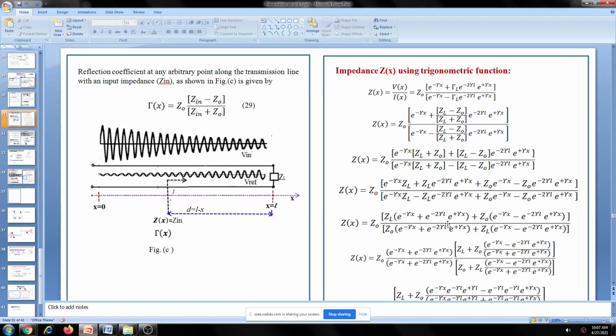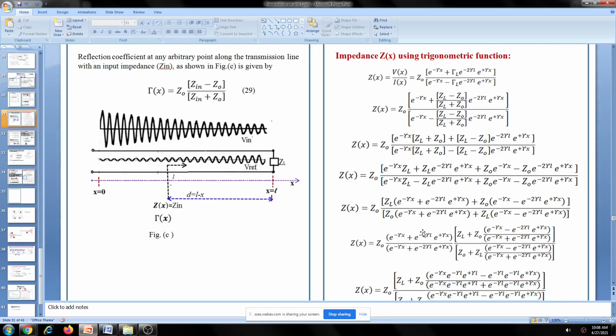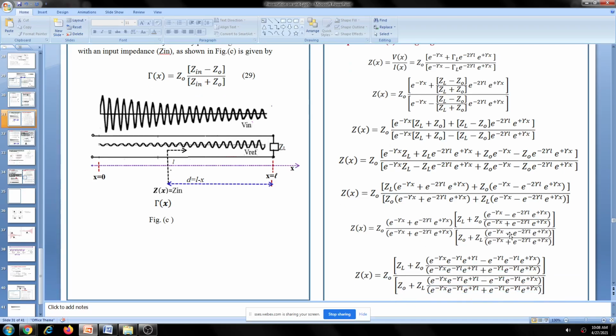Next, further simplifying, keeping the ZL term on one side and the Z0 term on the other side, and taking Z0 outside and ZL outside, we will have these equations. Now further taking this term outside, similarly you take it in the denominator also, and you will get this. So this becomes ZL because we took this outside. This term should be divided by this value because we took this outside. Similarly here. Now this cancels, and the remaining is only this part.